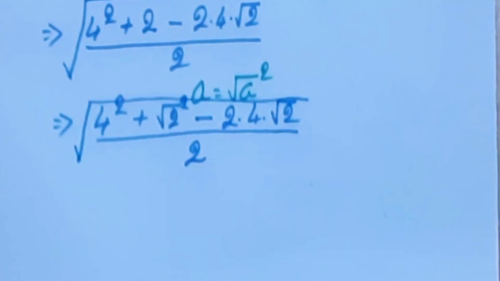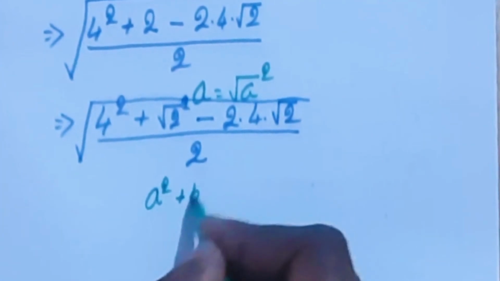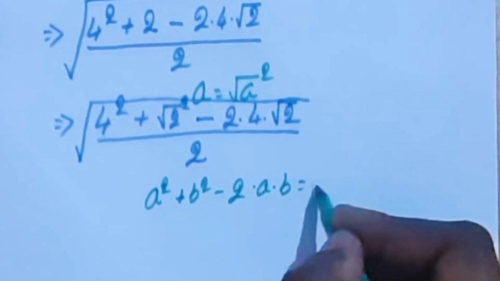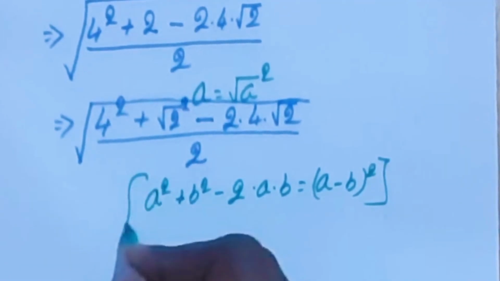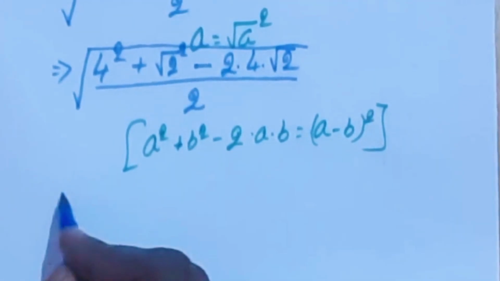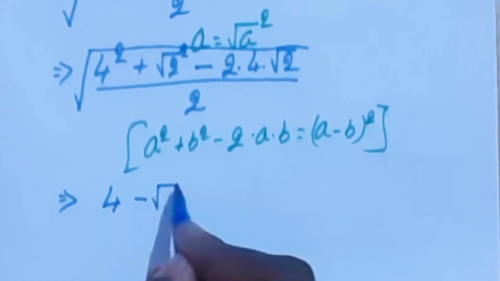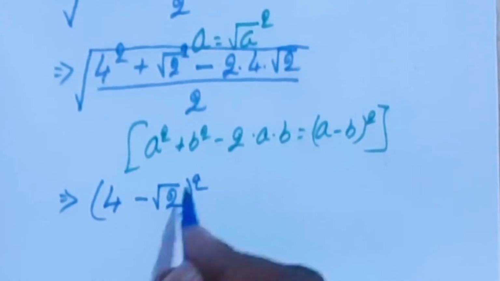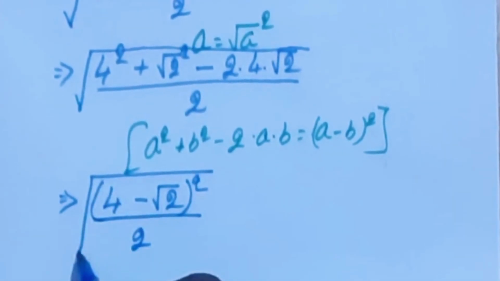Here we are going to apply this algebra formula, that a square plus b square minus 2 times a times b equals a minus b whole square. This algebra formula we are going to apply here. So 4 minus square root of 2, whole square by 2, in whole square root.